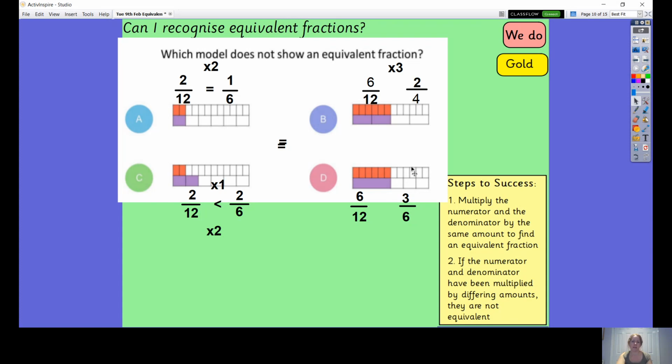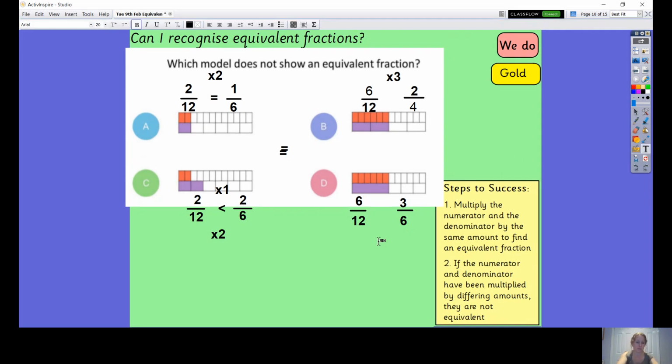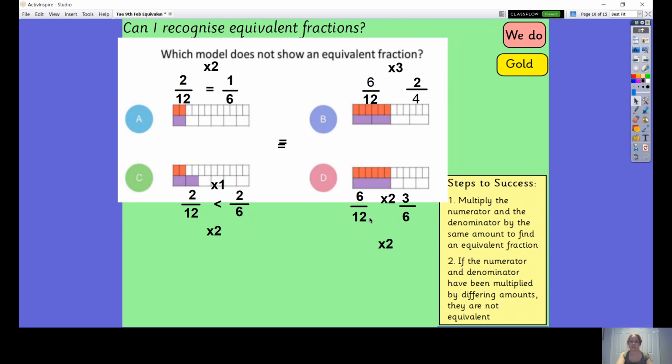We can see that 6/12s are coloured in on the top bar and 3/6s on the bottom. So if we have a look at what's happened to them, 6 times 2 is 12, and 3 times 2 is 6. So I can see that they have been multiplied by the same. Therefore they are equivalent or equal as well. So I can pop a little equal sign in there. Okay, so I can see that A, B and D are all equal and C is not. So the answer to our question, which model does not show an equivalent fraction, is C.